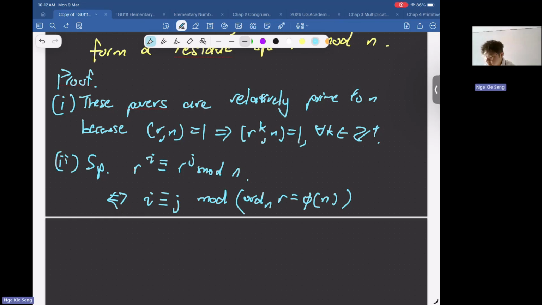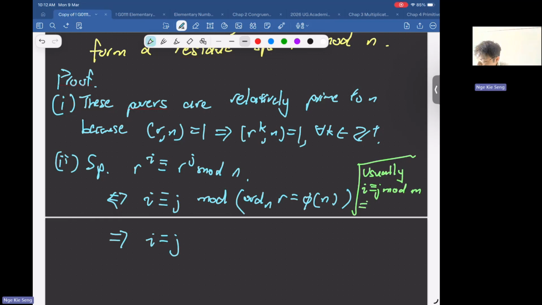Okay, so I wanted to say that this congruence here actually implies that these two powers have to be the same. Why is it true? Let me think. Usually this is not true. Let me give you some examples and figure out why this is true. Usually, i congruent to j mod something else doesn't imply i equals j.